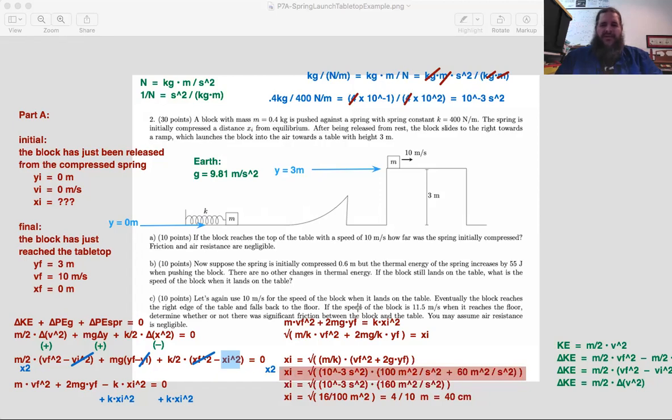If you're using a scientific calculator, as long as it has buttons for parentheses, then this should be possible. You just type in the square root button and then, carefully using parentheses, 10 to the negative 3 times, in parentheses, 100 plus 60. If you know how to use the parentheses button on your calculator, then you should be able to just type this all in one line and press enter or equals once. And that should do it.